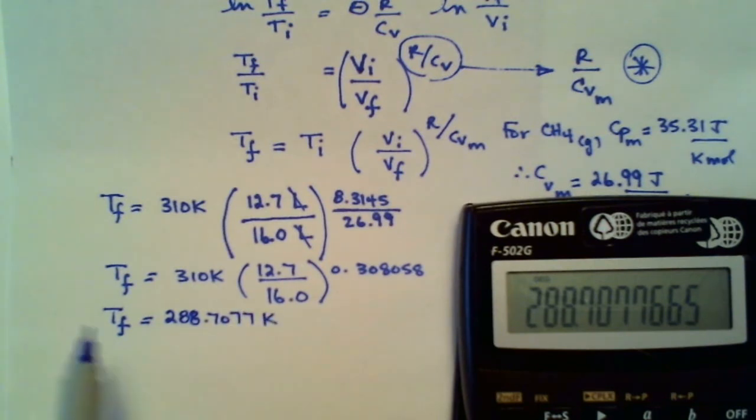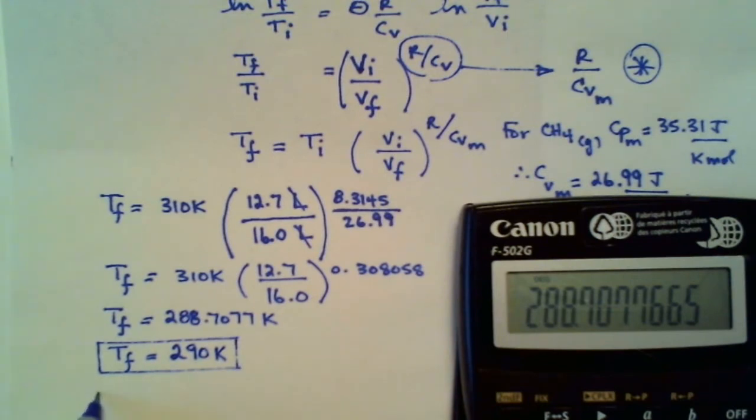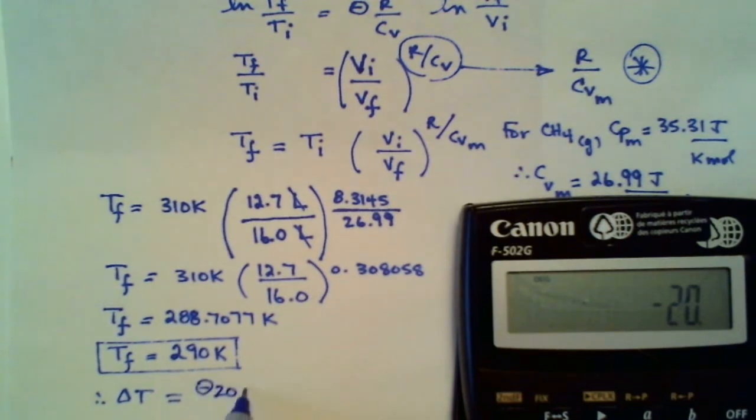288.7077, etc. units Kelvin. I should have 2 sig figs. So T final is 290. Great. So therefore, delta T is equal to T final minus T initial. So let's use the 2 sig fig one. 290 minus 310. I don't know why I'm using a calculator. Minus 20. That's what it is. Minus 20 Kelvin. Okay, that's my delta T.